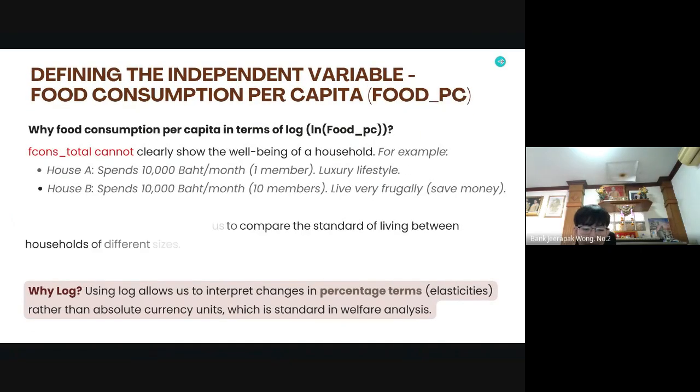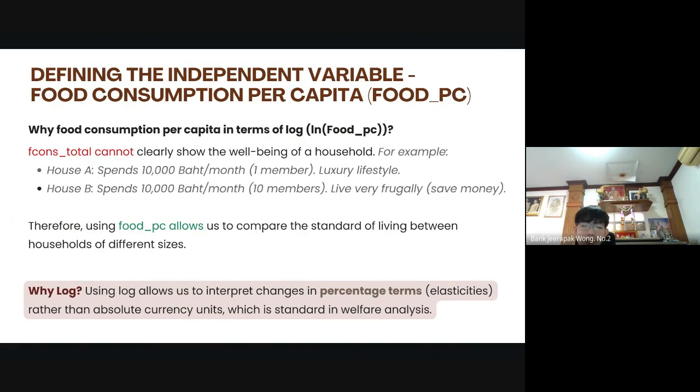Why food consumption per capita? Because total consumption fails to reflect the true well-being due to household size differences. For instance, the same spending means luxury for one person, but frugality for 10 people. Therefore, using per capita data allows us to compare standards of living across different households fairly.